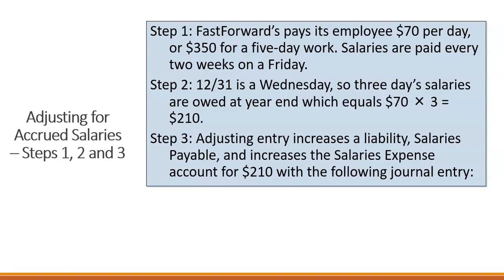So we pay our employees $70 per day or $350 for a 5-day work week. We pay salaries every 2 weeks, which is fairly common in business, where paychecks come out every 2 weeks. However, if the year ends in between a salary period, we have to record that we have employees that have earned salaries that we have not paid yet. So on December 31st, it's a Wednesday. 3 days of salaries are owed, which equals $210.